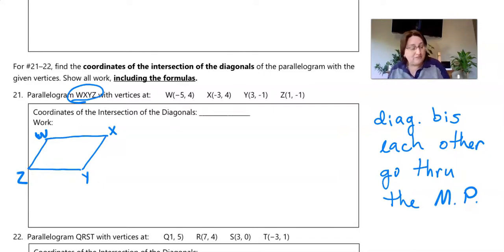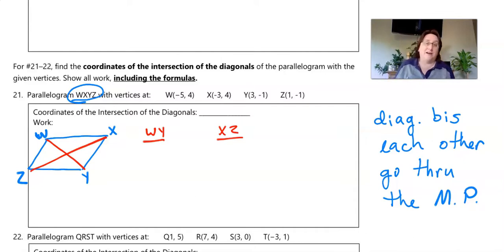Okay, now I can figure out which are the diagonals. So remember, the diagonals go to non-consecutive vertices. So WY is one of my diagonals, and XZ is the other diagonal. Okay, so if the diagonals bisect each other, that means that they have to intersect at the midpoint. So we need to find the midpoint of WY and the midpoint of XZ.